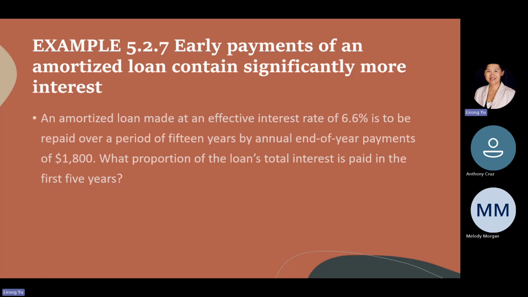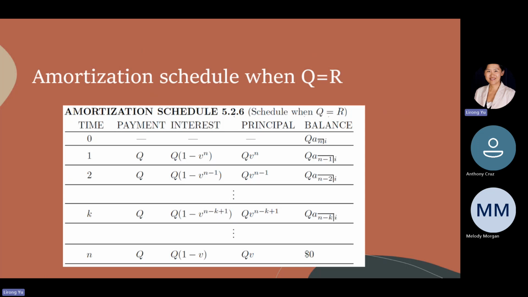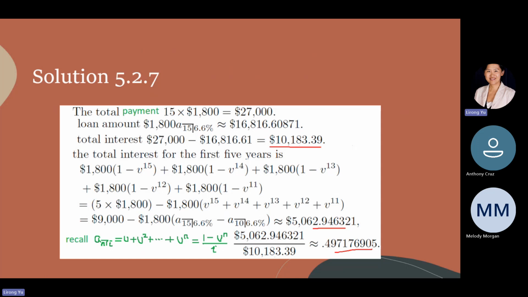We're trying to look at what portion of interest is being paid in the first 5 years. So look at when the time equals 1, 2, 3, 4, 5, and then you can look at the interest. The interest in the first year is Q times 1 minus V to the n. Second year is Q times 1 minus V to the power n minus 1. And the fifth year will be Q times 1 minus V to the power of n minus 4. So we can see the formula for the first 5 interests, and then we're going to look at the total interest for the first 5 years. And those are going to be what we're going to follow.